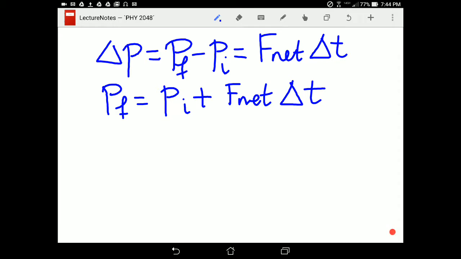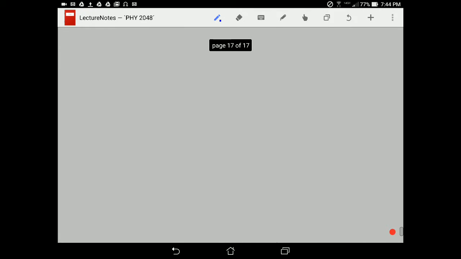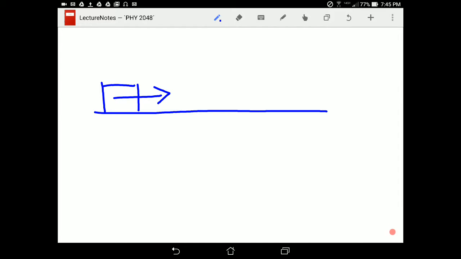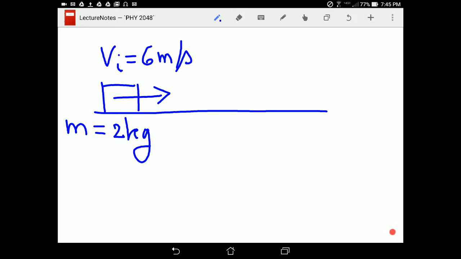So let's try to use this in an example. Let's consider the following. Suppose we have, let's do it on a different page, a box sliding on a flat surface, and the box is initially moving to the right with an initial velocity equal to, say, 6 meters per second. We'll assume the mass of the box is 2 kilograms, and this is sliding on a surface that has no friction.